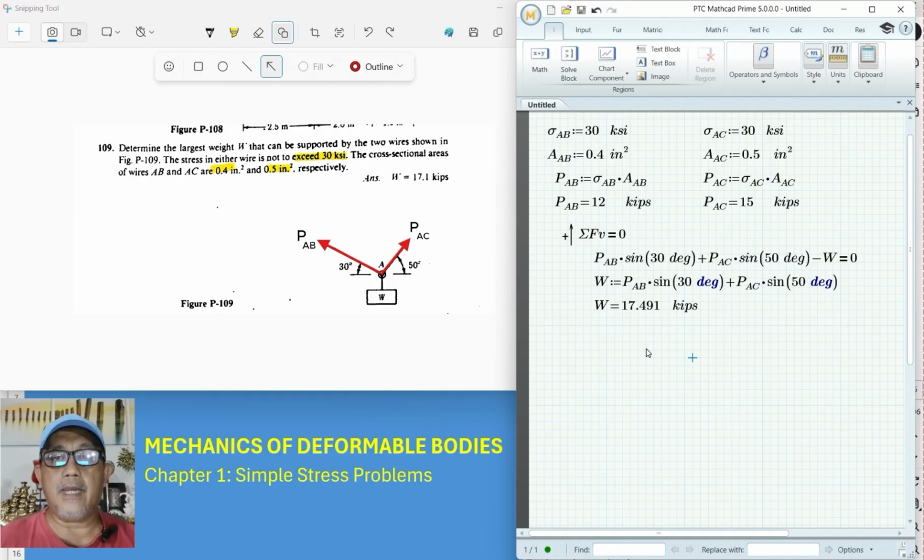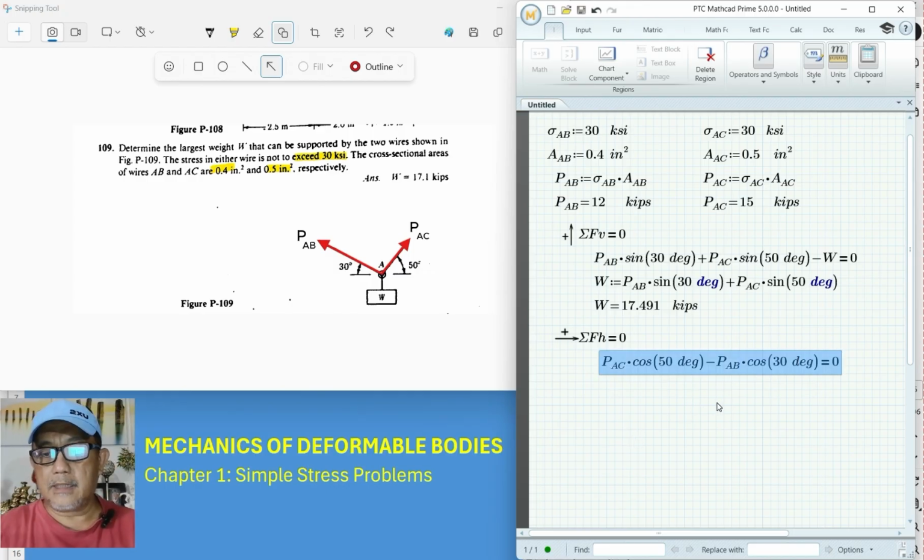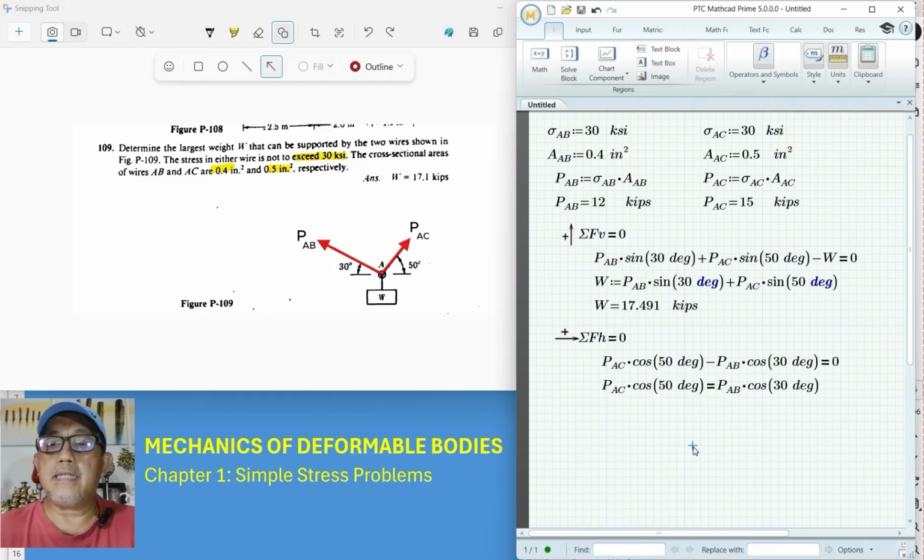So what we're going to do is to find a relation between P sub AB and P sub AC first and determine the actual values for each. And we can do that by summing up forces horizontal. So we'll have an equation that involves only P sub AB and P sub AC. So we'll do summation of forces horizontal equals 0, considering forces to the right as positive. So forces to the right, that would be P sub AC times cosine of 50 degrees. So that's the horizontal component of PAC minus the one going to the left, PAB cosine of 30 degrees, equals 0. So let's transpose the second term to the right side of the equation. Our relation now becomes PAC times cosine 50 degrees is P sub AB times cosine 30 degrees. From here, we will be able to determine the actual internal forces of each of the wires.